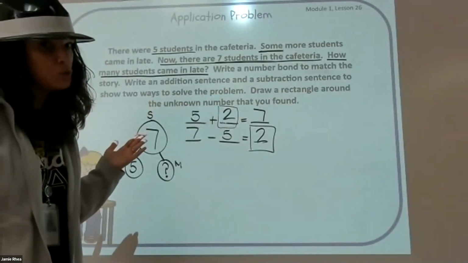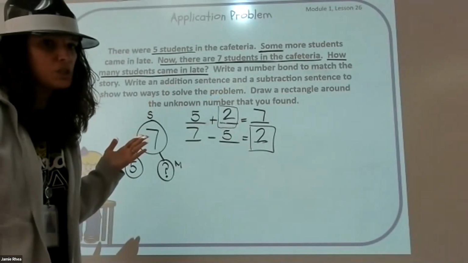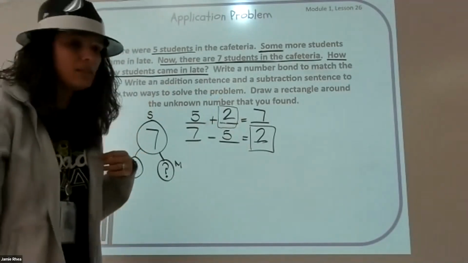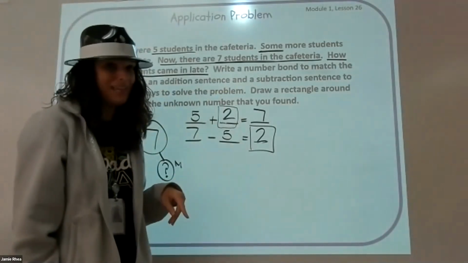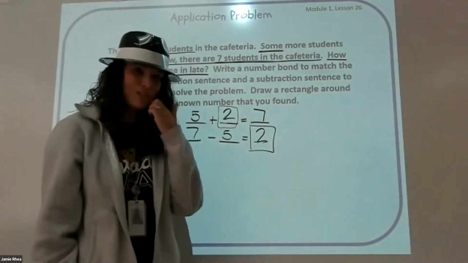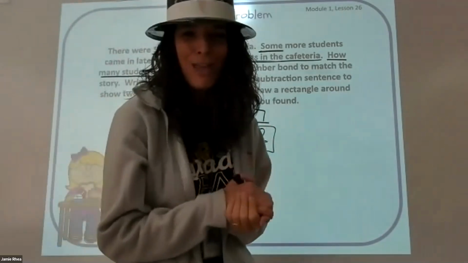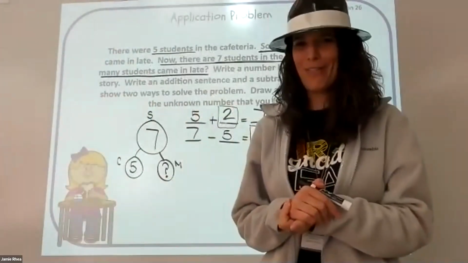So am I completely solved? Can we answer the question? Let's go back and read our question. How many students came in late? We know that 2 students came in late. So yes, we can answer our question. So that means our case is solved and we can put that one away. We can file that one done.